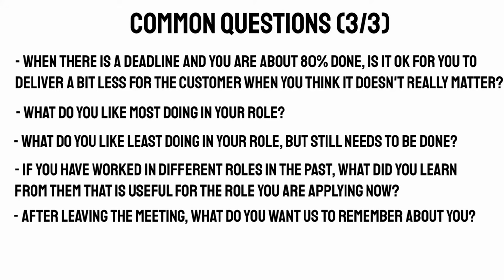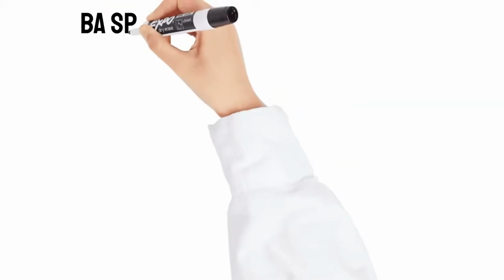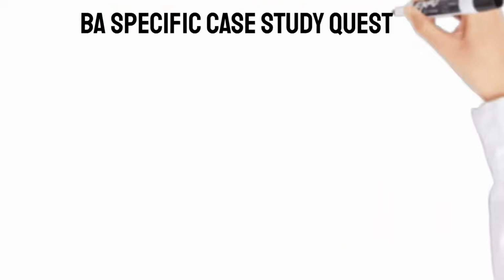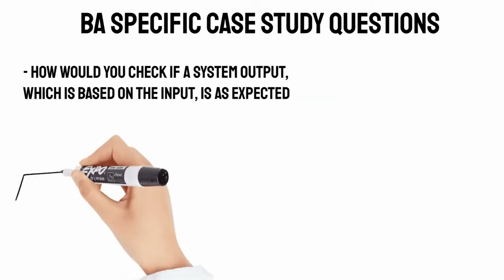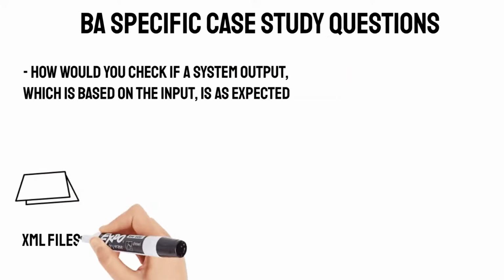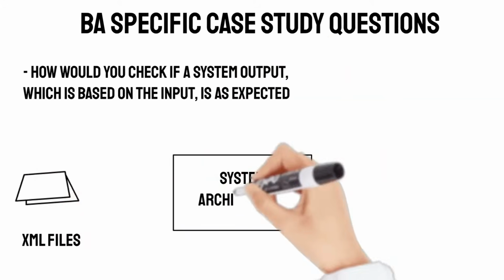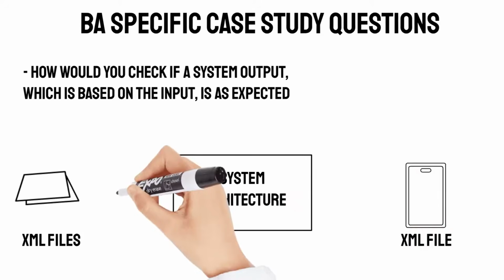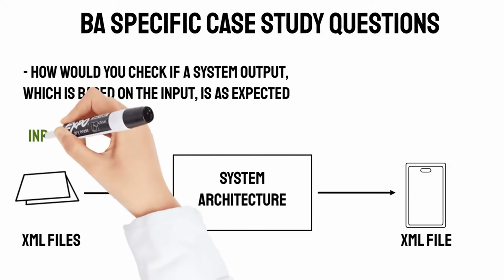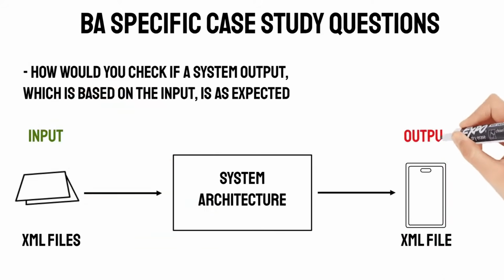After we have now completed the common questions, let's dive deeper into the business analysis specific case study questions. So the first case study, or the first question, was: how would you check if a system output, which is based on the input, is as expected? Then they showed me the scenario. So basically we have some XML files, we have a system architecture of many systems, and this system architecture produces a new XML file.